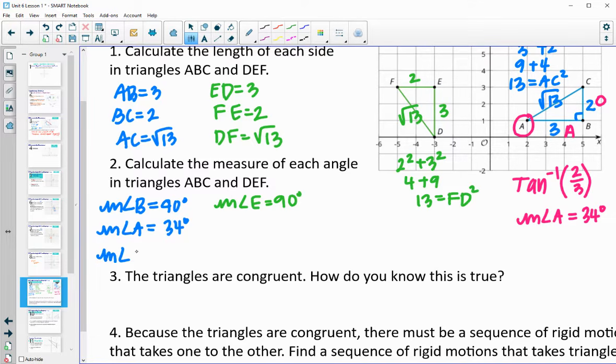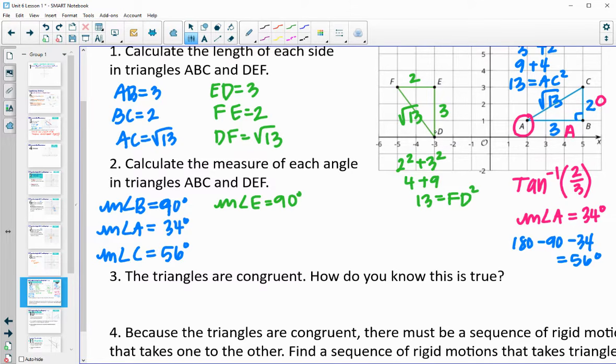So the measure of angle A is 34 degrees. And then for the measure of angle C, we know a triangle totals 180, so we'll do 180 minus 90 minus 34, and we'll get 56 for that leftover angle. I'll just write that over here. We can calculate this for the other triangle as well.